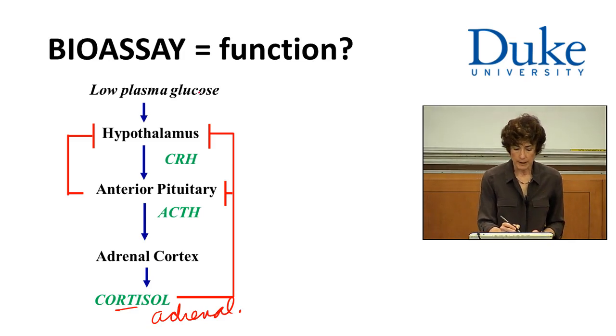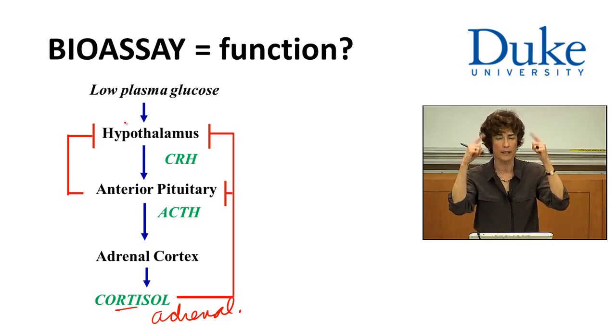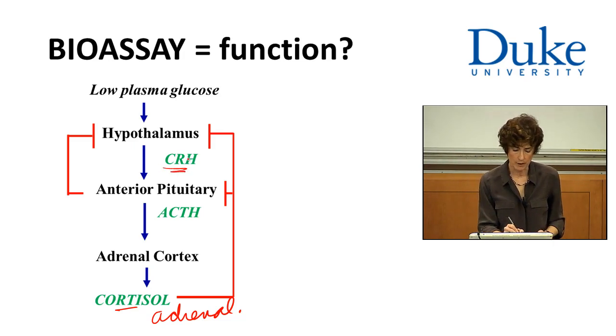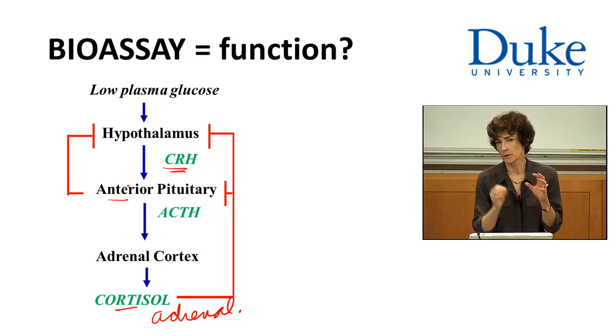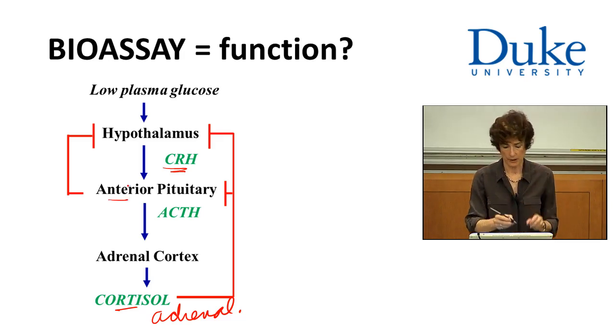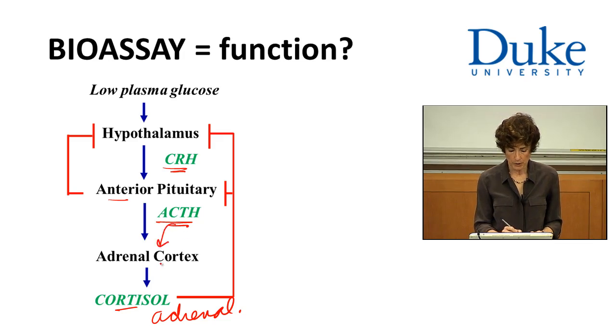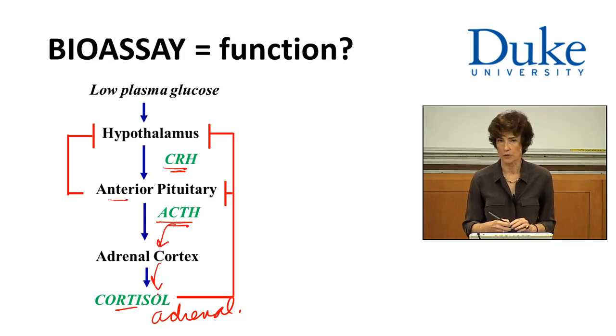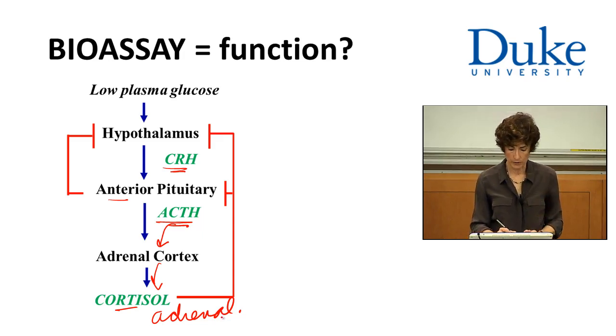This hormone is secreted in response to a low plasma glucose. So we have low plasma glucose, then the hypothalamus, which is an area of your brain, will secrete a hormone called CRH, or corticotrophin. This hormone binds to a second area of the brain called the anterior pituitary to secrete ACTH, adrenocorticotrophin. This hormone works on the adrenal cortex to cause secretion of cortisol. So that's our regular stimulation of the cortisol from the adrenal gland.